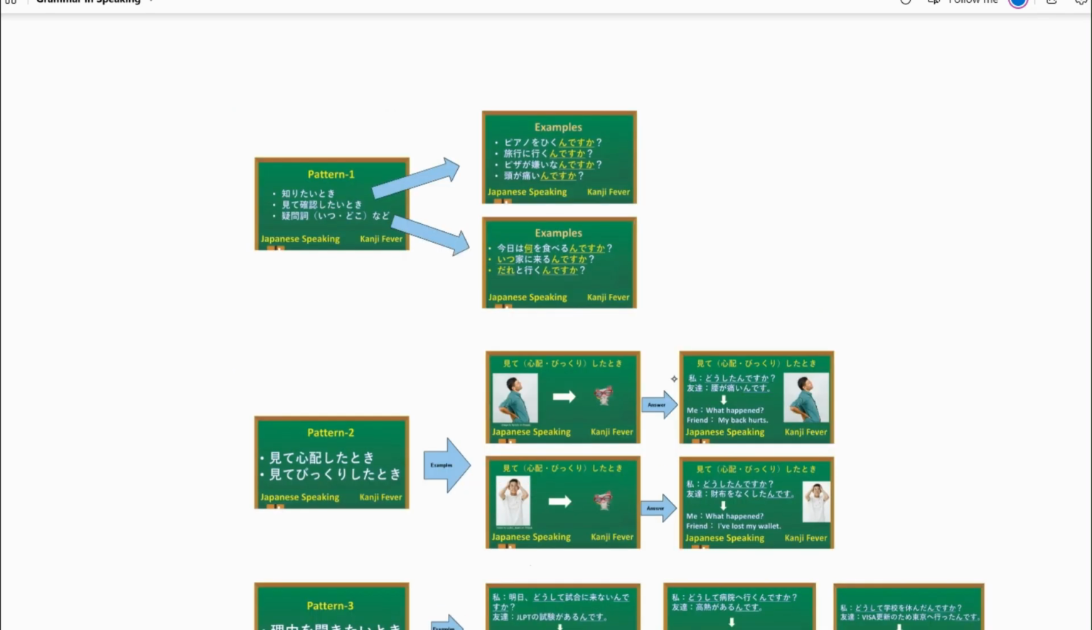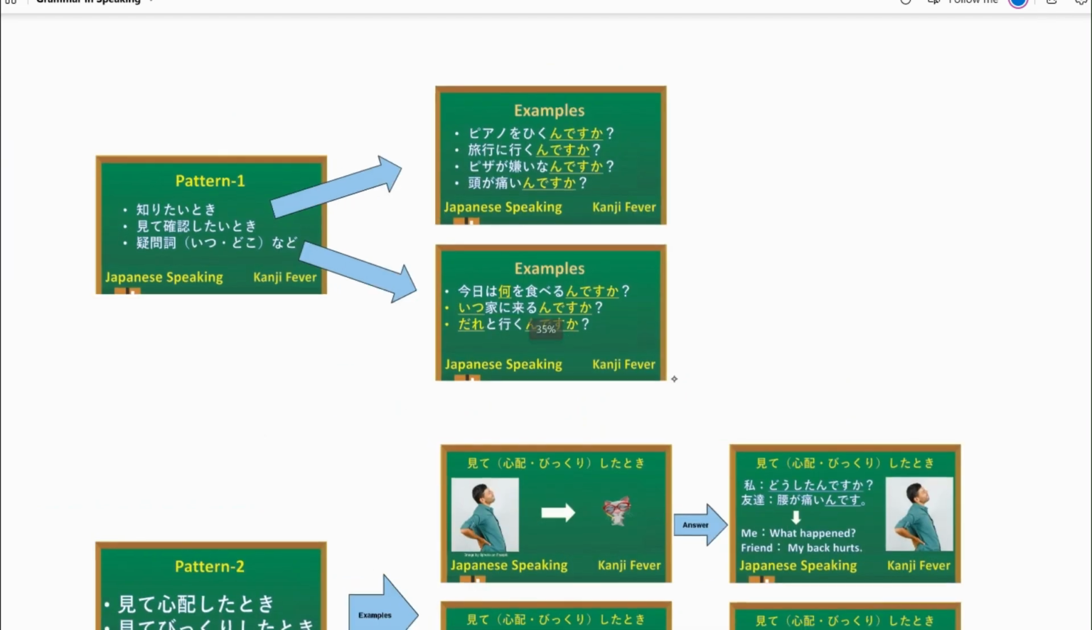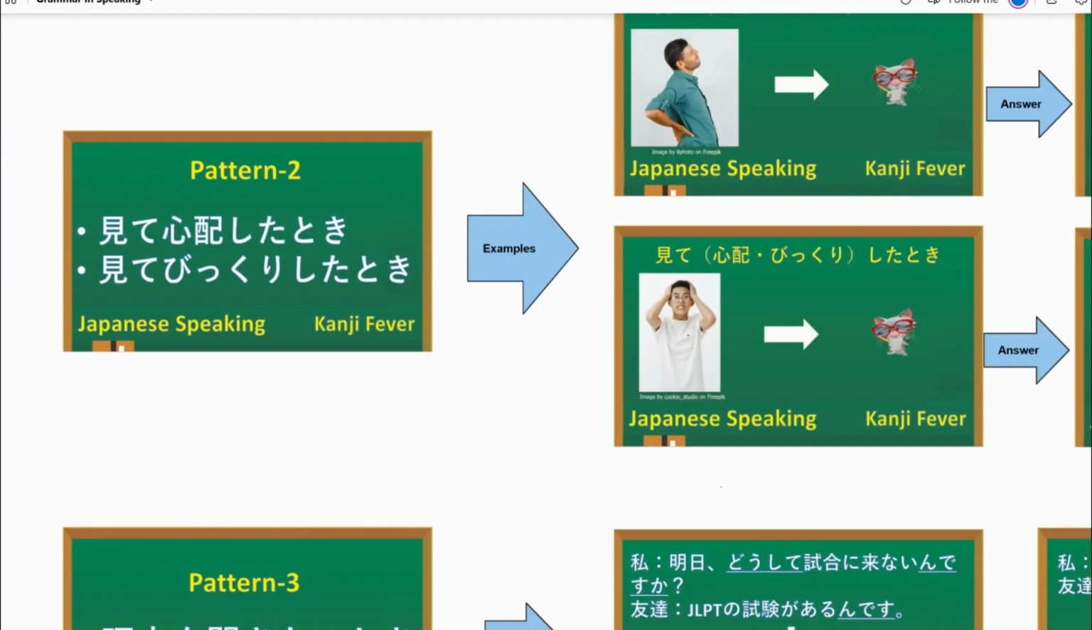In our last video, we discussed pattern 1 for asking questions. In this video, we will continue our discussion on how to ask questions with different available patterns. So let's get started with pattern 2.